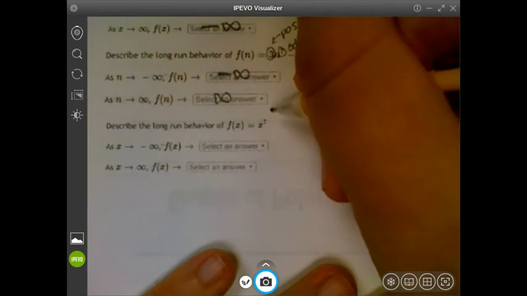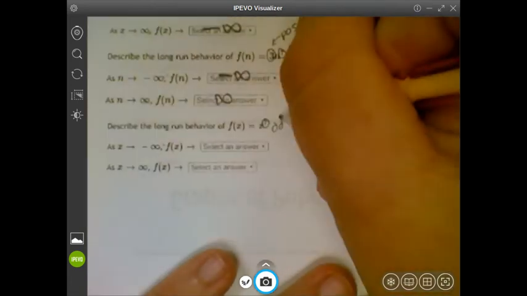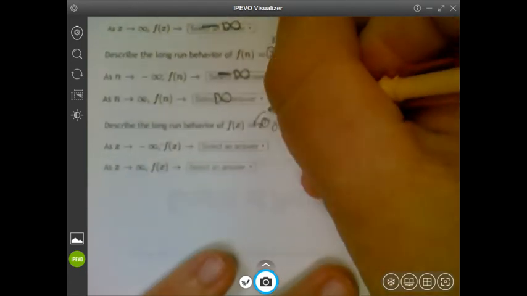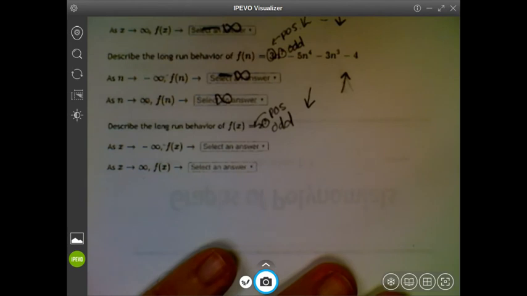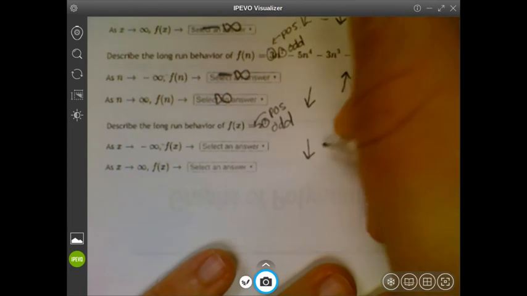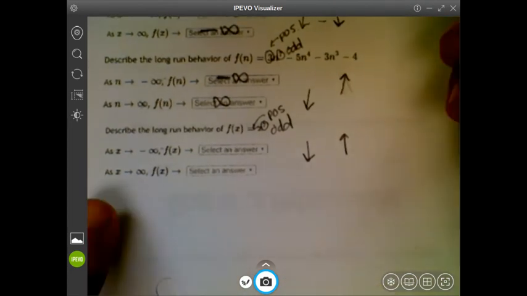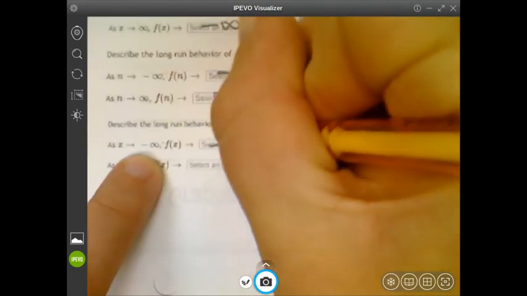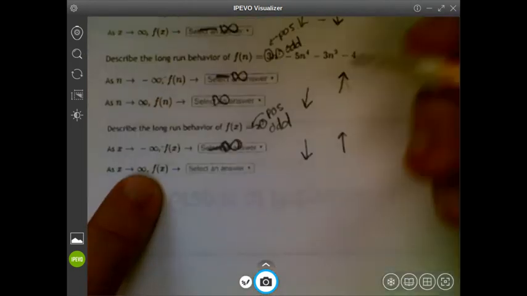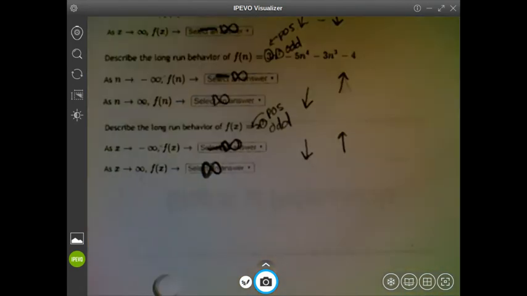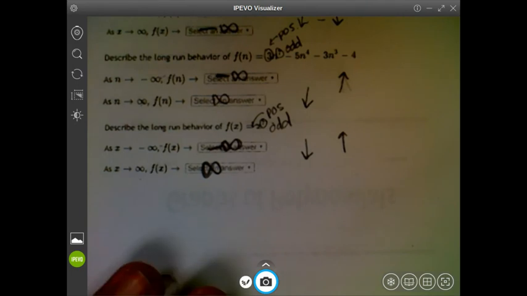All right, the last one, we have an odd power there of 7. The number in front is a 1, and that's a positive 1. And so this is actually the same as the last one. It is going down on the left and up on the right. So when it says x goes to negative infinity, that's the left. So that would be negative infinity as well. And as x goes to positive infinity, that's the right. This goes to positive infinity.